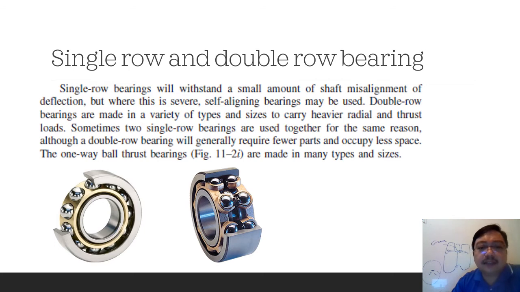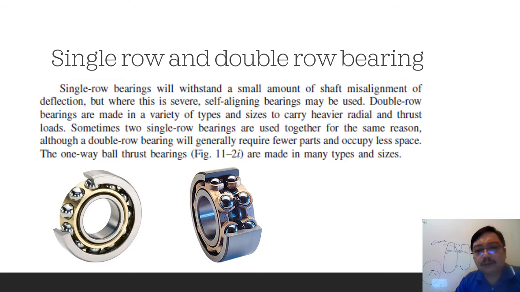And then this is the single row bearing and the double row bearing. Further on we will show the different types of bearing. As I said before, this textbook discusses single row bearings and double row bearings, and all the equations and theory are related to these bearings. If you understand the theory, you will understand any kind of bearing.